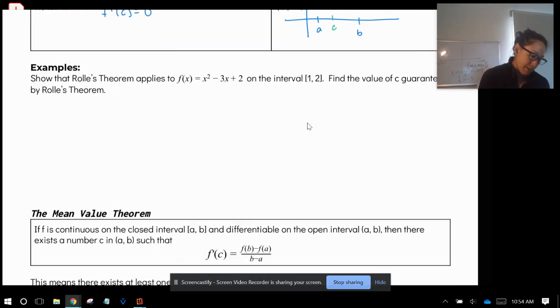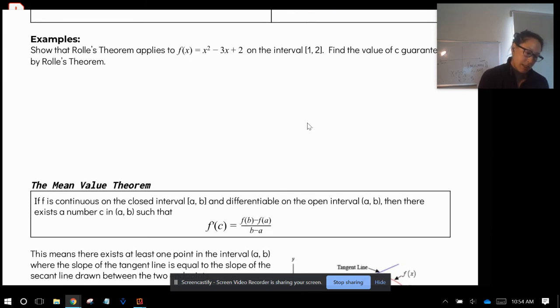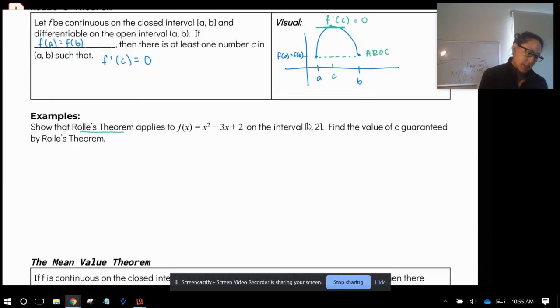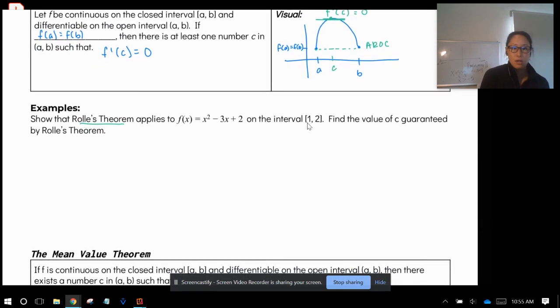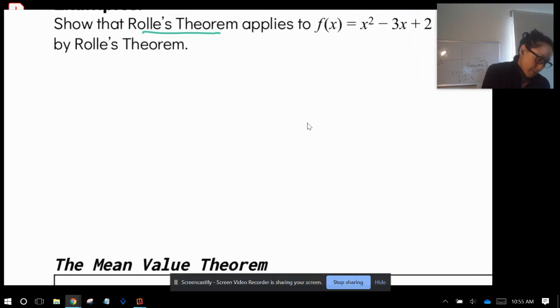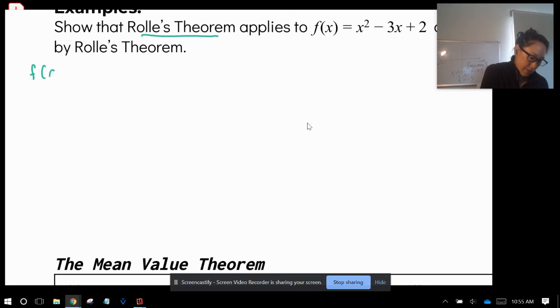All right, let's try. Show that Rolle's theorem applies to f of x on the interval [1, 2]. Find the value of c guaranteed by Rolle's theorem. So the first thing is we have to prove that we can use Rolle's theorem. And one of the conditions is that we have to have an equal value at f of b and f of a. So I'm going to go ahead and do that. I'm going to check: is f of a equal to f of b?